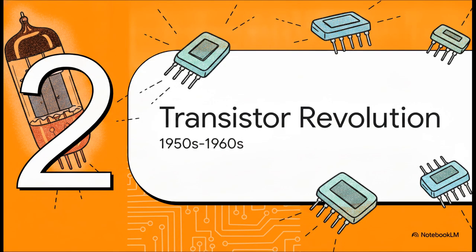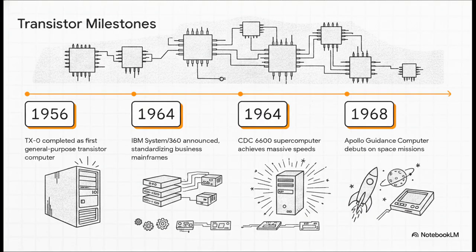Which brings us to part 2, the transistor revolution, covering the 1950s and 1960s. The invention of the transistor stepped in and literally changed everything. It replaced those hot, bulky, and super fragile vacuum tubes and completely reshaped the physical landscape of technology. Transistors made computers exponentially faster and so much more reliable.